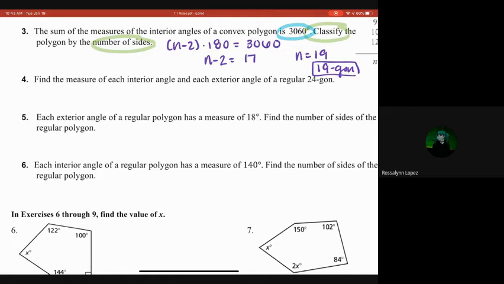So we are going to start with our interior angles. So I'll label here. We're going to find our sum first. So we're going to do our n minus 2 times 180 first. That's going to give us 24 minus 2 times 180. That's going to give us 22 times 180, which is 3,960. So that's the sum.